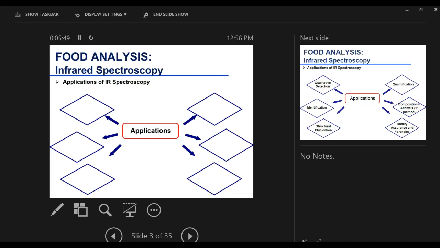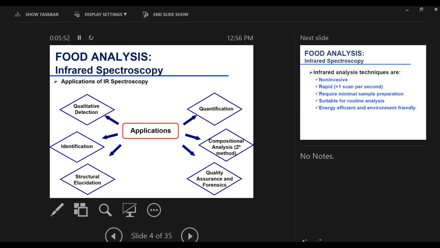Okay, so I think we kind of covered everything here. So qualitative detection, just looking at the presence, whether they're there or not there. What are they? Looking at the molecular structure, looking at forensics, trying to identify unknowns, quality assurance, compositional analysis, quantification, all of that. Okay, lots of applications.